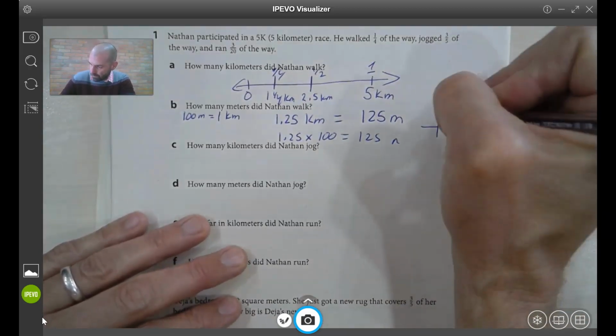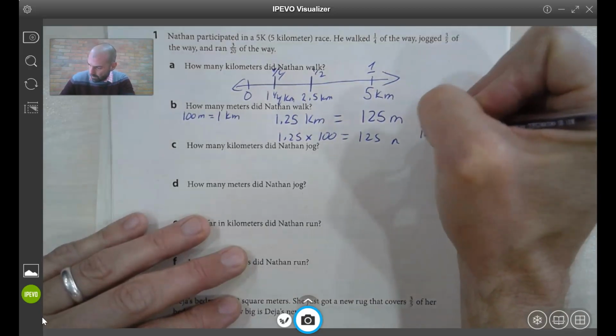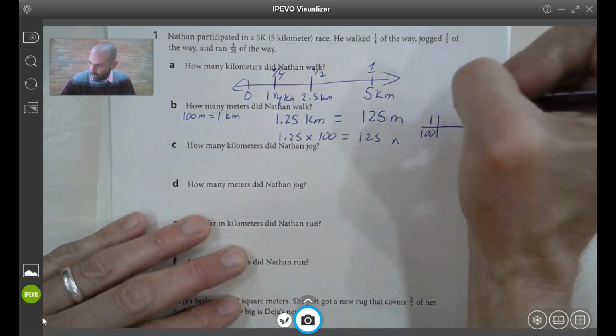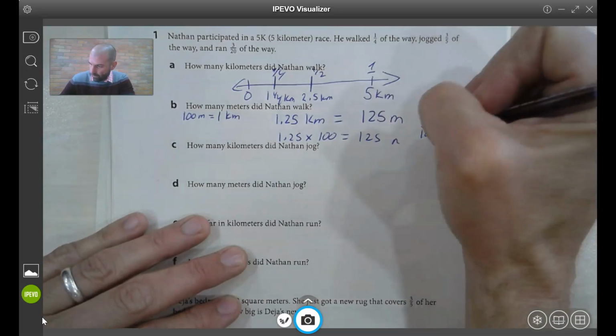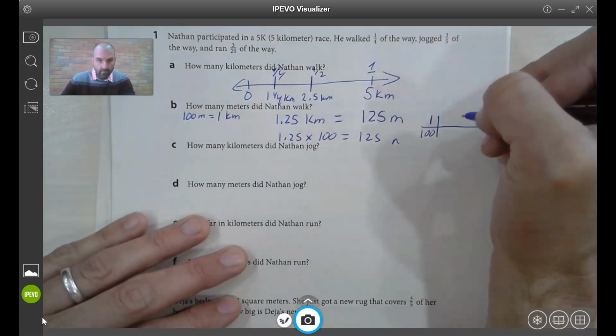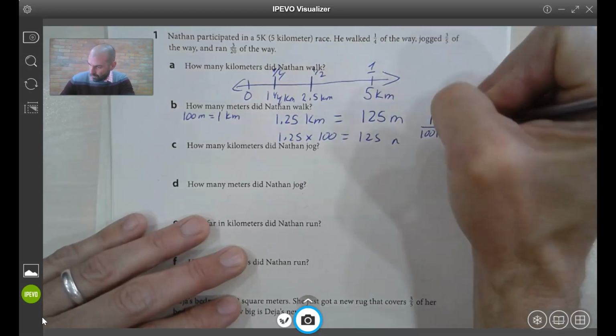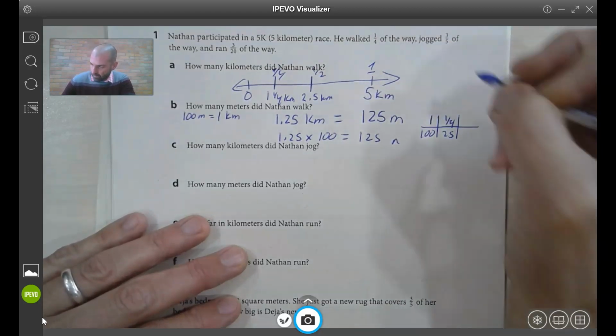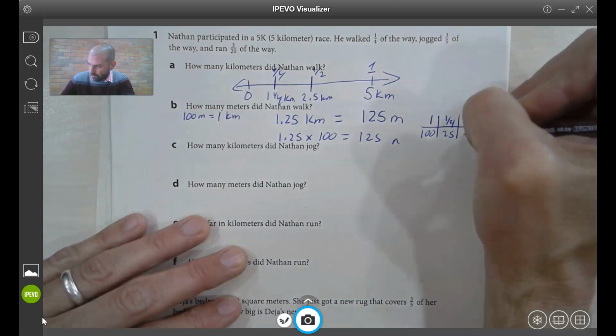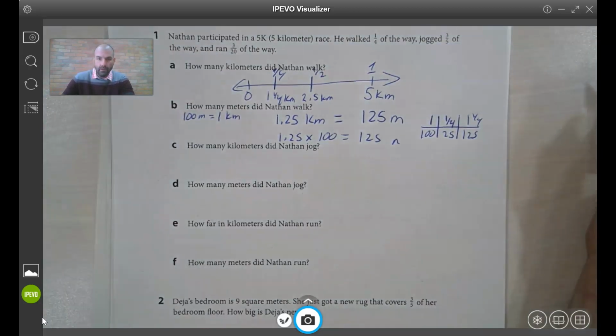So my ratio would be kilometers to meters. We know 1 is 100 already, so then we would just need to find 1/4. So 1/4 would be 25 meters. So then 1 1/4 would be 125 meters. All right, all different ways to show our work.